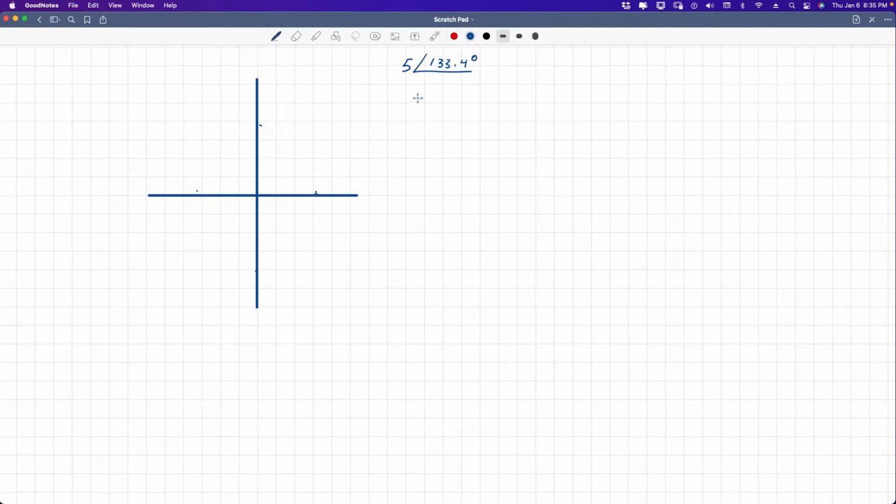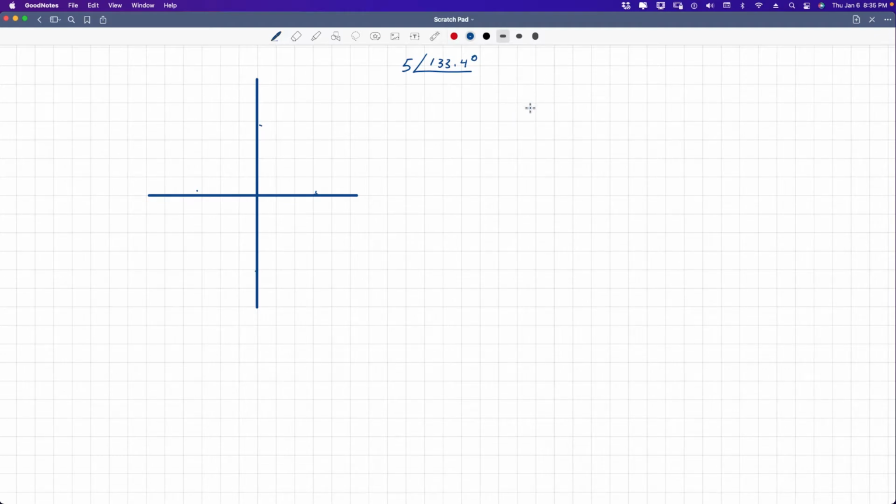What if this is negative? What is your first guess on what that would mean if this is a negative degree? If this is a negative degree right here, it just means we go the opposite direction when we calculate.